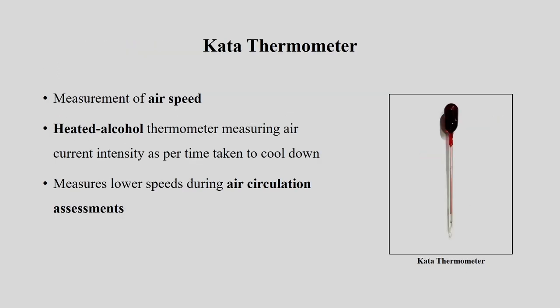This is the instrument named the catathermometer. For the measurement of air speed, it is an alcohol thermometer measuring air current intensity as per the time taken to cool down. It measures the lower speed during air circulation assessment. Using the catathermometer, we can do the air circulation assessment, that is, how air is circulating within the environment.